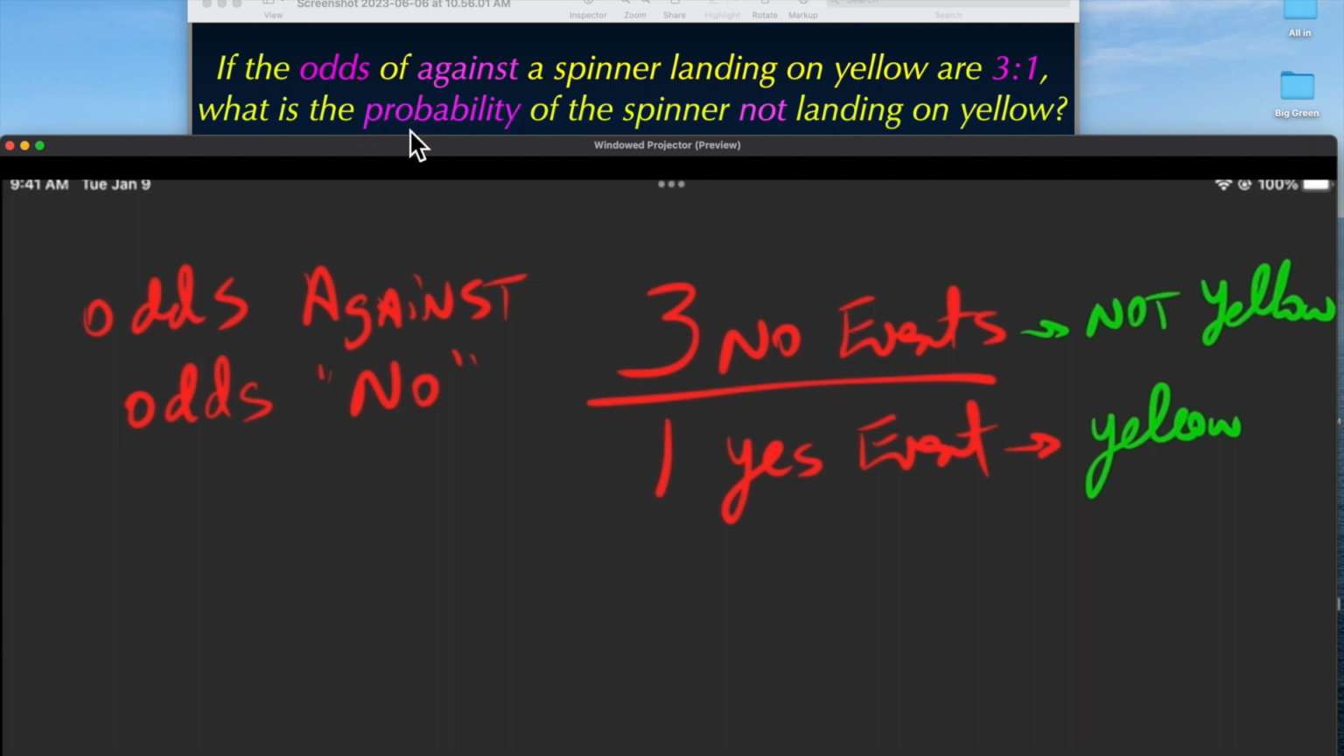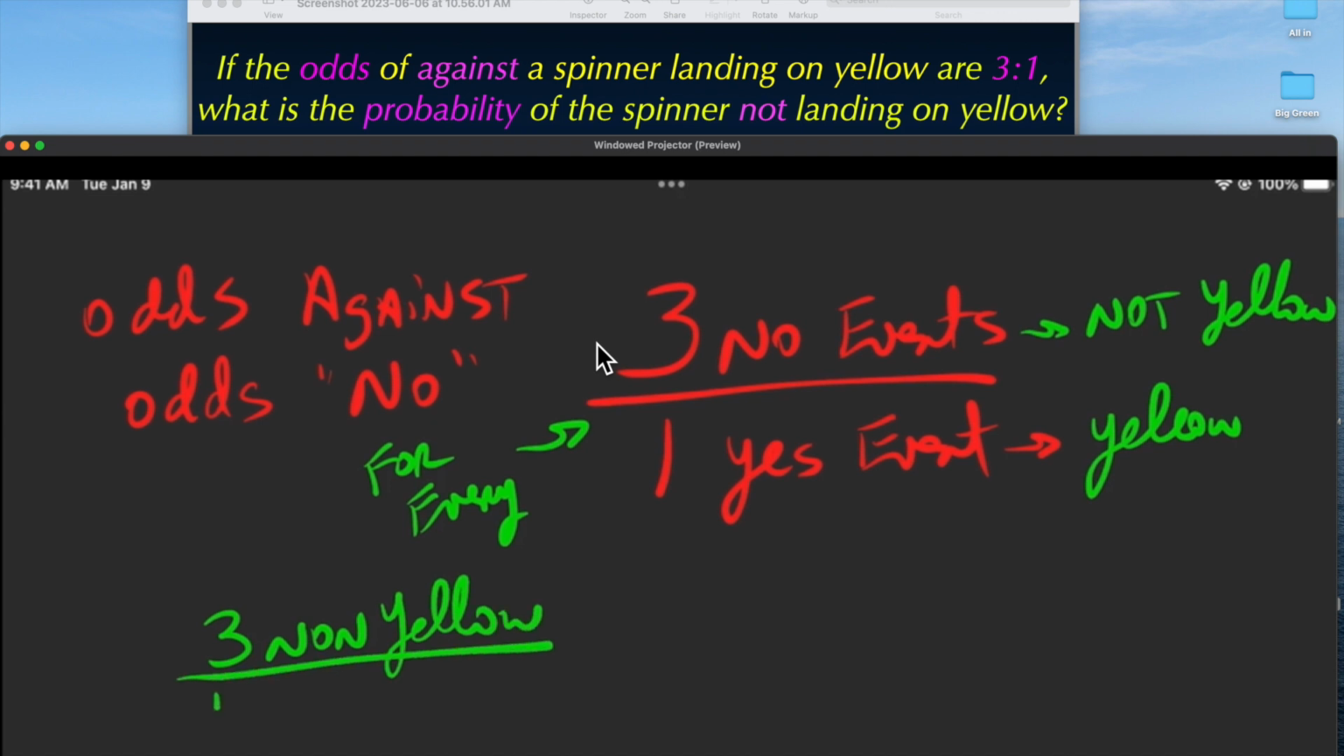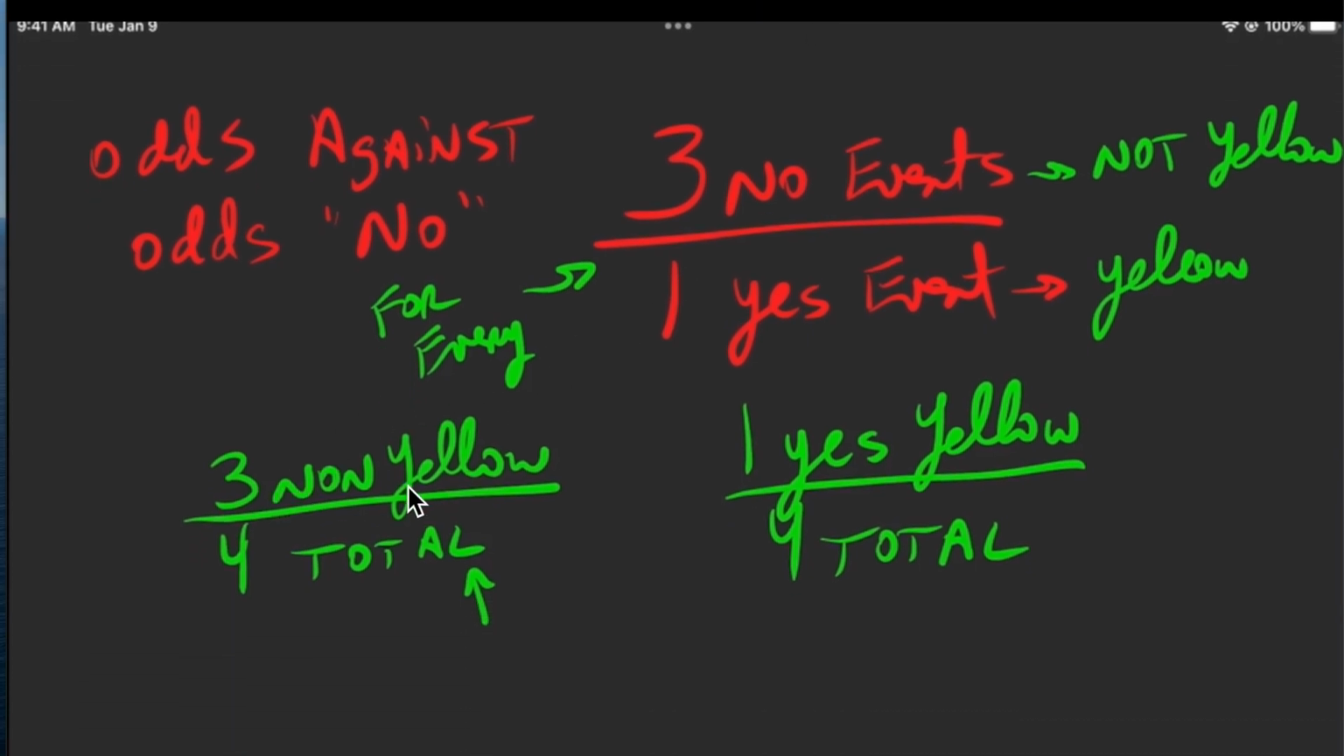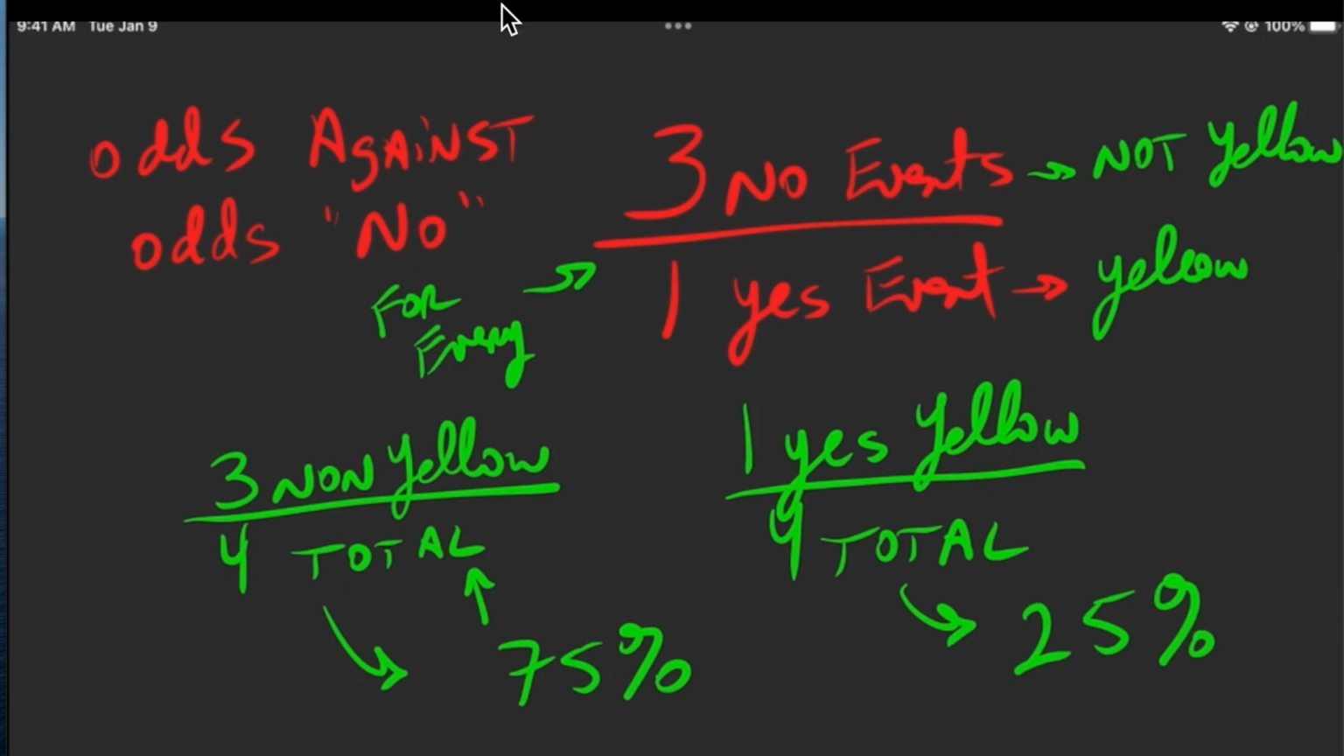Okay, recall, if we want probability, we have to get the total of events. So if you have 3 non-yellow landings for every, remember, think of that fraction as for every. If we have 3 non-yellow for every 1 yes yellow, that means we have 3 non-yellow for every 4 total events. Probability, you need the total. It also means that you have 1 yes yellow for every 4 total events or spins. So here they want to know the probability of not landing. It's going to be 3 non-yellows over 4 total. So the probability of not landing is going to be 75%, and the probability of landing is going to be 100% minus that, or 25%.